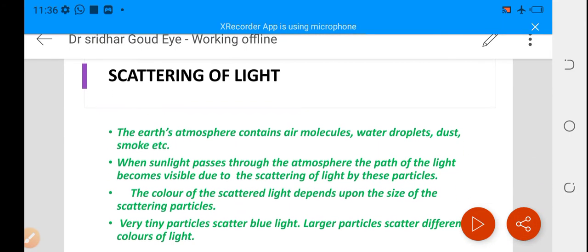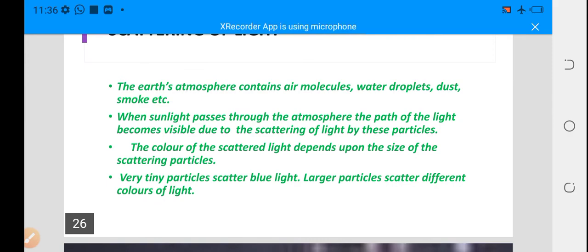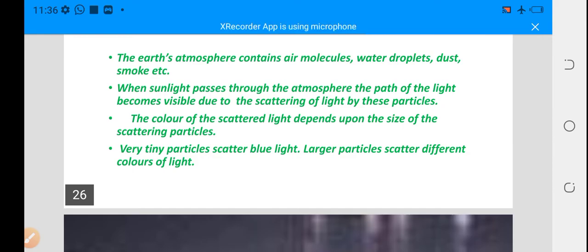And the final one is about scattering of light. The Earth's atmosphere contains air molecules, water droplets, dust, and smoke. When sunlight passes through this atmosphere, the path of light becomes visible due to the scattering of light by the particles. The colors of the scattered light depend upon the size of the scattering particles. Very tiny particles scatter blue light, and larger particles scatter light of different colors.